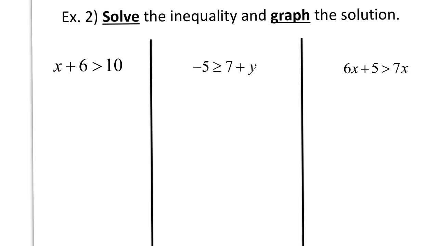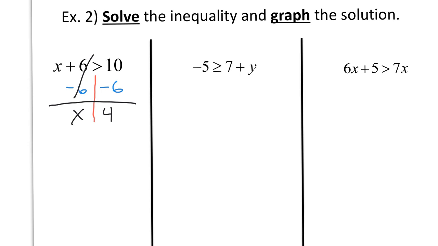You can do the same thing as equations. I like to put a line under the inequality. I want to get rid of the number. I want x by itself. So I'm going to do the opposite, the inverse operations, just like equations. So I'm going to subtract 6 from both sides right here. When I subtract, this cancels, so I bring down the x. And on the other side, we get 4. 10 minus 6 is 4.